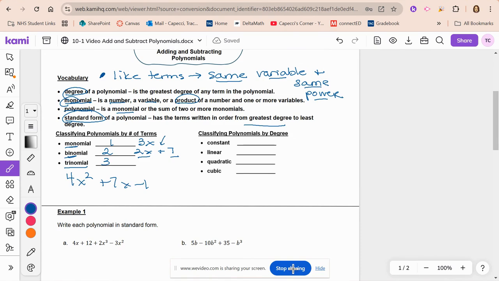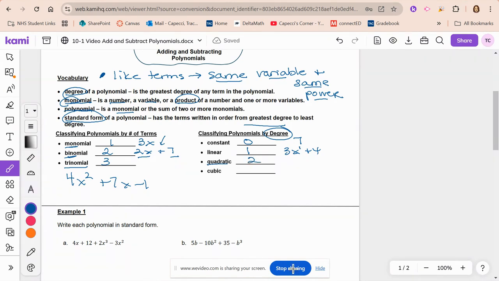Now, when we're classifying polynomials by degree or power, a constant would be something that's just a number. So it would have a 0 degree. There would be no variable there, such as 7. Linear, that is something where the highest power is x, like 3x plus 4, right? The highest power there is 1. We just don't write that one.